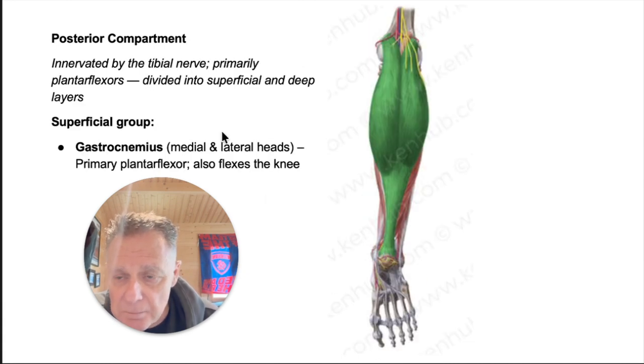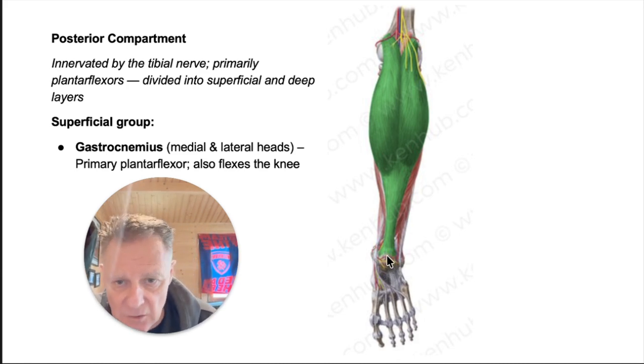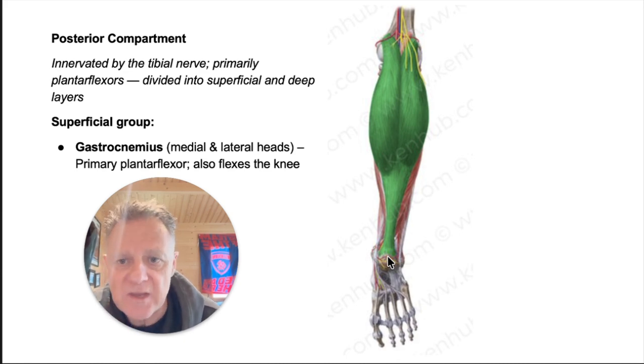And then the posterior compartment, now remember I mentioned that there is a superficial and a deep group. The posterior compartment is innervated by the tibial nerve, and most of these muscles are plantar flexors for fairly obvious reasons. They start posteriorly, and the majority of them finish posteriorly as well, into the calcaneus, for example, for gastrocs.